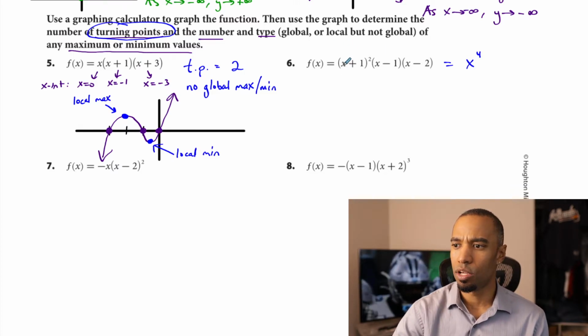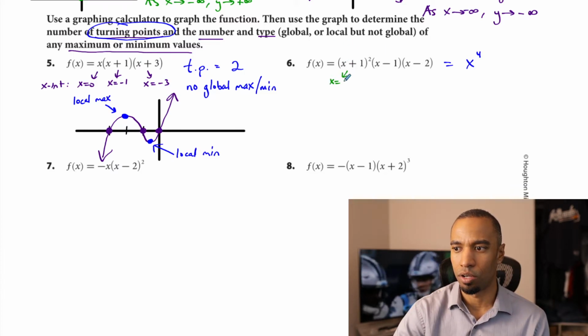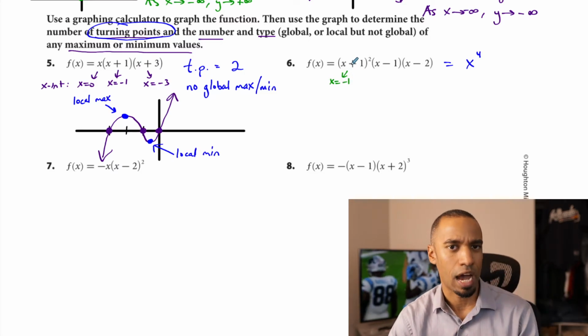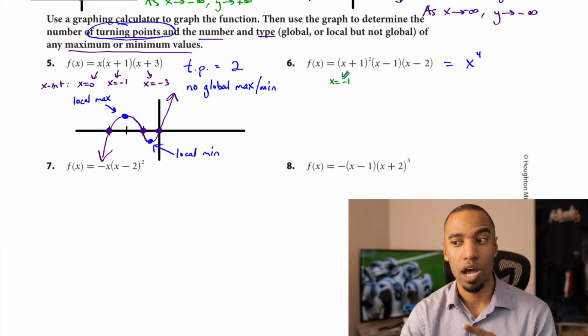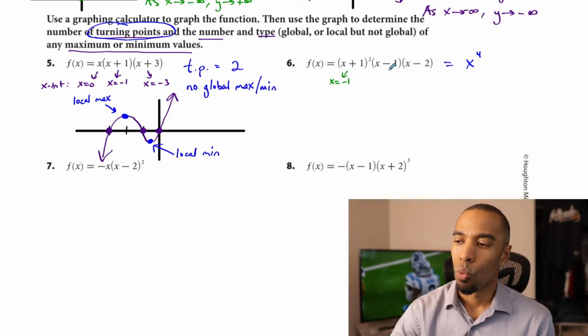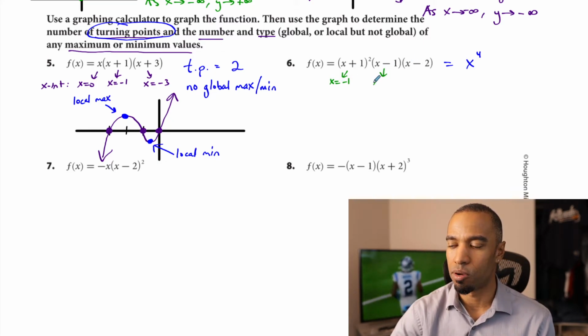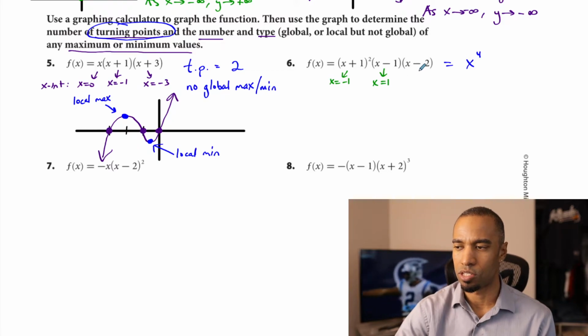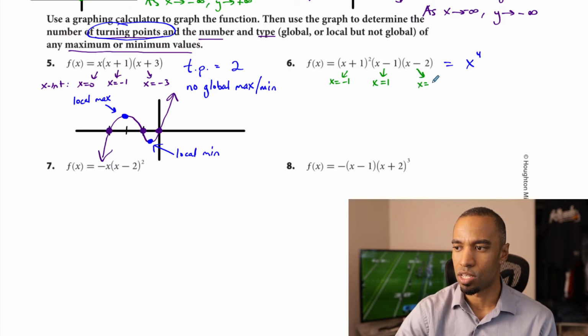If x plus 1 equals 0, then x equals negative 1, right? You subtract 1 from both sides. You take the opposite. This is an x-intercept. I'm going to talk about this one a little bit more, though, in a second. When x minus 1 equals 0, you add 1 to both sides. You get x equals 1. That's another x-intercept. And then this one here says x equals 2.